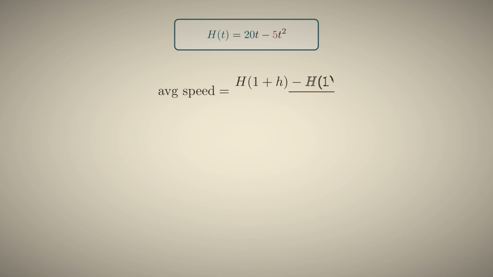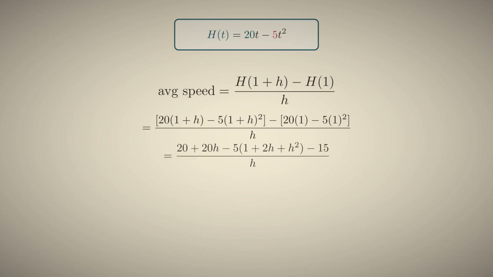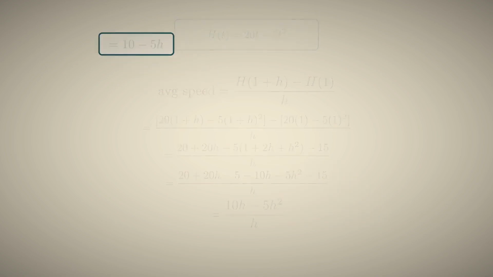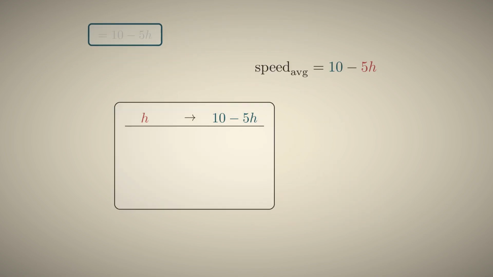Now I plug in the rule and crunch it. I'll go slowly. Don't worry if you don't follow every line. Just watch the shape of what happens. After cleaning up, the average speed across the tiny gap is 10 minus 5 times h. Whatever the tiny h is, that's the answer.